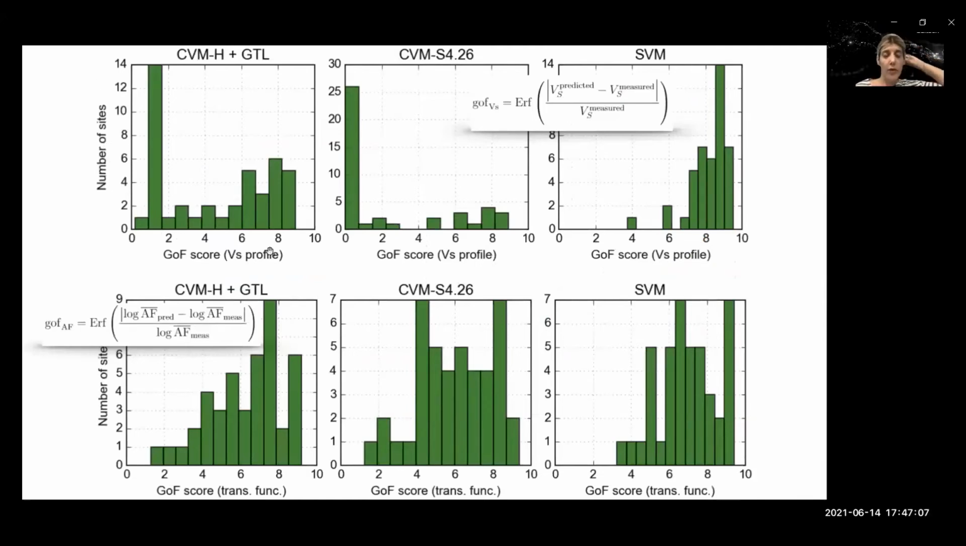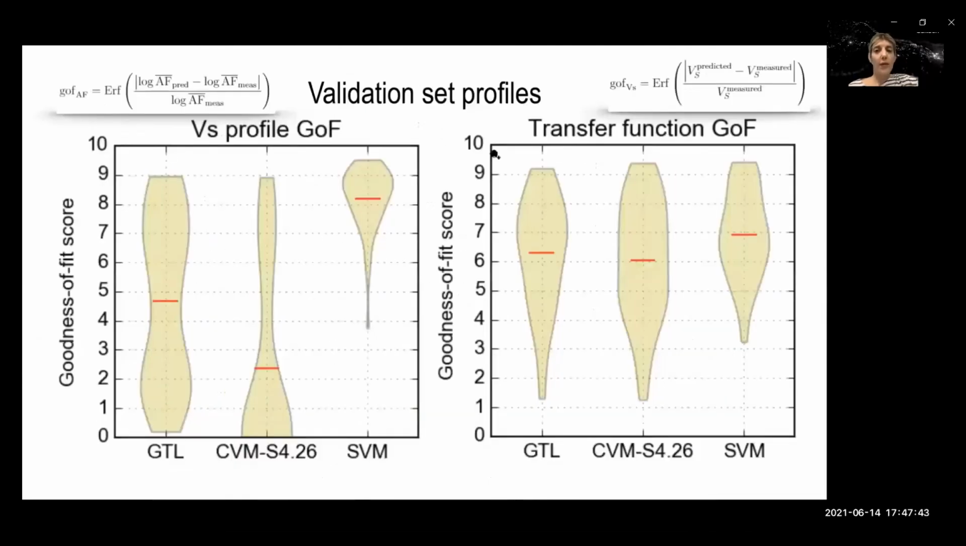And this is just a cumulative description of the goodness of fit. Vertical axis is the number of sites, and the horizontal is the goodness of fit of the VS profile defined here, the error function, and also the goodness of fit of the amplification factor, again as the error function, so that we can use it to evaluate whether we over predict or under predict, and you can see that the SVM systematically provides the better results compared to CVMS as well as CVMH with GTL compared to the measurements.